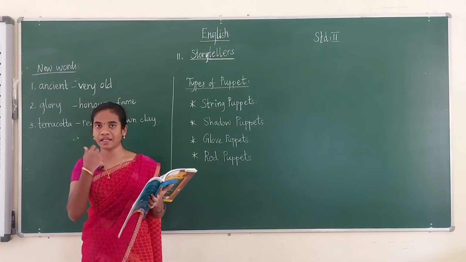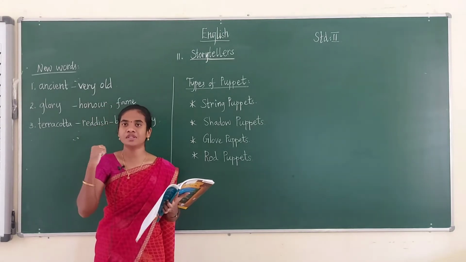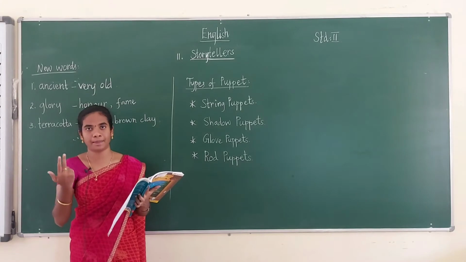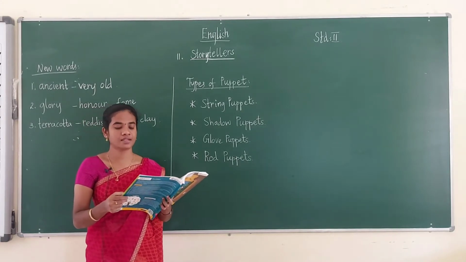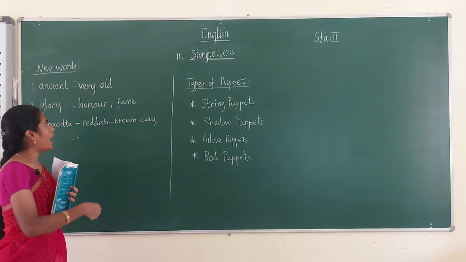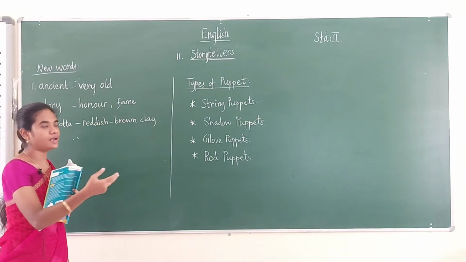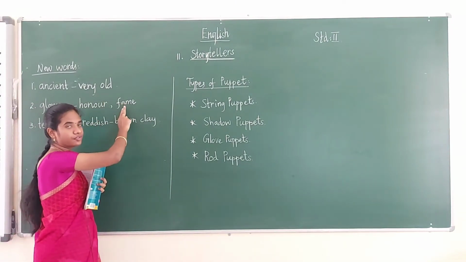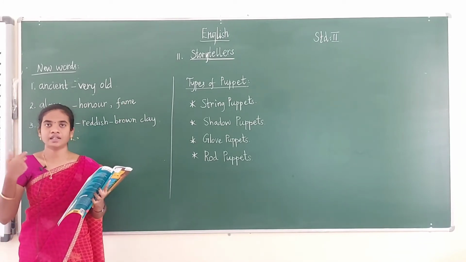The puppeteers will operate and they will also speak. They will give the voice to the puppets. So they tell stories of ancient India's glory. Ancient means very old. Glory means honor or fame. Glory means puhal, fame. So they will tell these stories of the ancient glory.